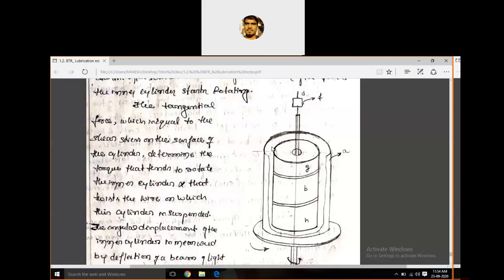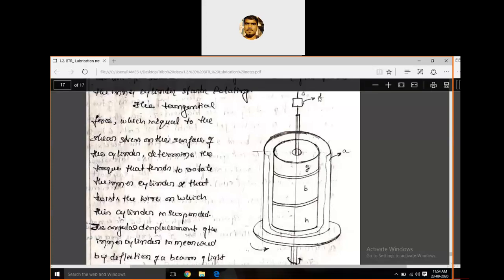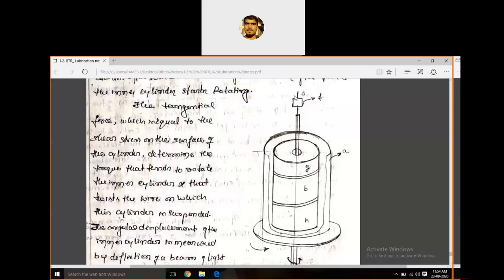The tangential force, which is equal to the shear stress on the surface of the cylinder, determines the torque that tends to rotate the inner cylinder and twists the wire on which this cylinder is suspended. The angular displacement of the inner cylinder is measured by the deflection of a beam of light reflected from the mirror, small f, connected to the wire above the cylinder. The wire is calibrated so that the torque, which is proportional to the shear stress in the liquid, may be measured. Two short cylinders G and H above and below cylinder B are used to prevent disturbance of the laminar motion in the liquid, so that it avoids frictional resistance.